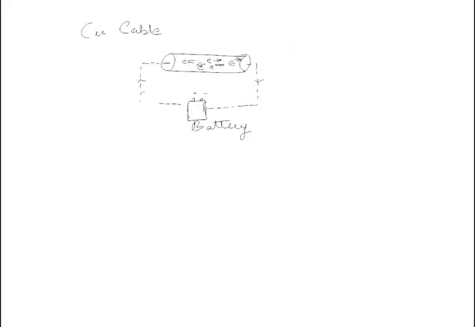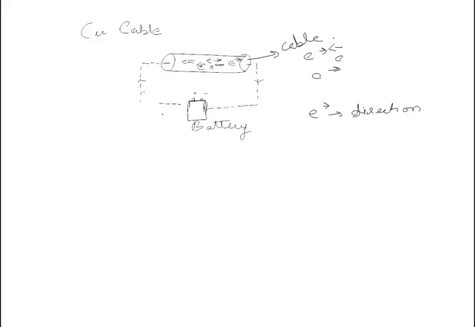Now you can see that this is a copper cable, and we can see that these electrons are moving in random directions in this cable. Okay, so whenever we connect a battery to the closed circuit, this is a closed circuit, what happens? The electrons start gaining a direction, and they will move in the same direction as the voltage force is applied.